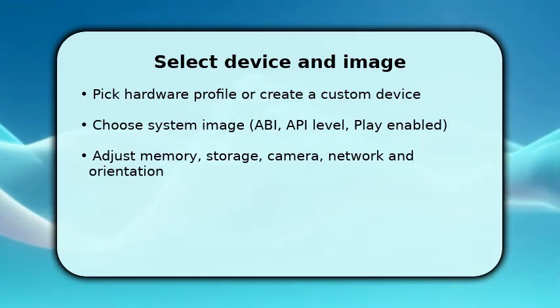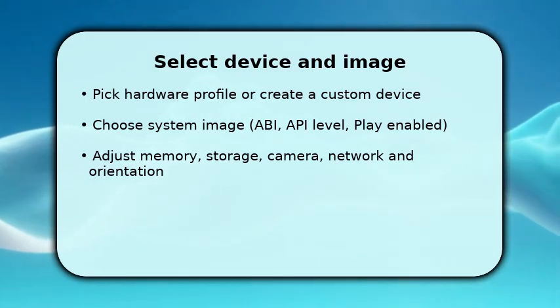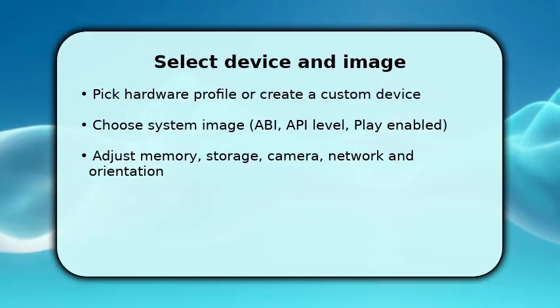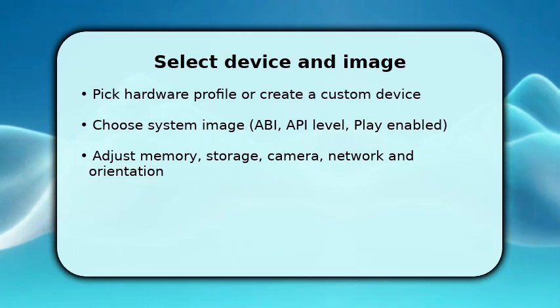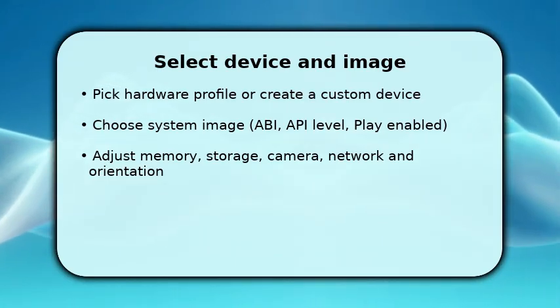Then dive into advanced settings. Set RAM, VM heap, internal storage, camera mapping, and screen orientation. Make sure to match the emulator CPU/ABI to your app's native libraries to avoid runtime issues later.